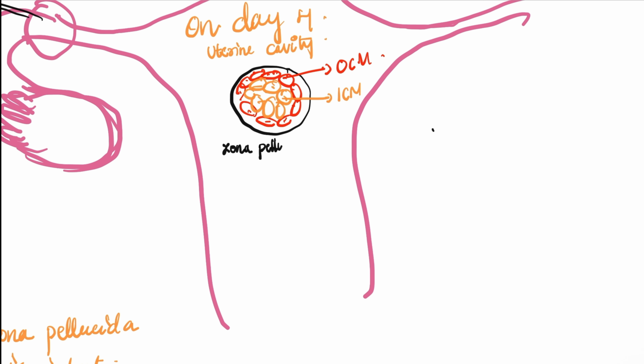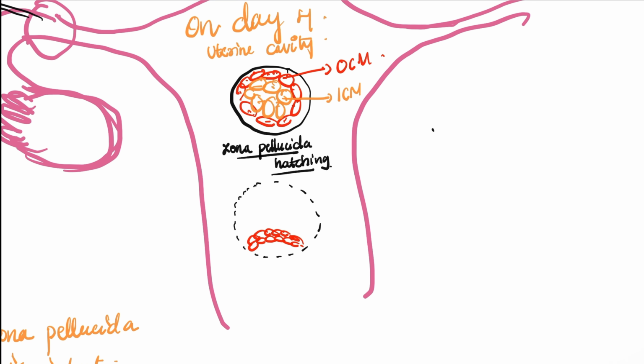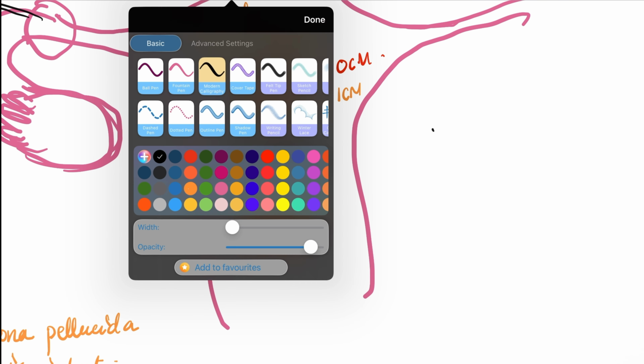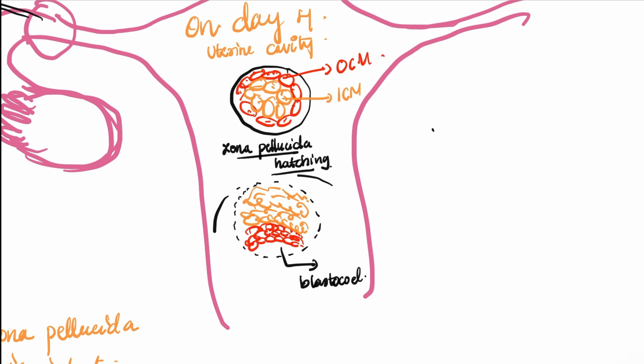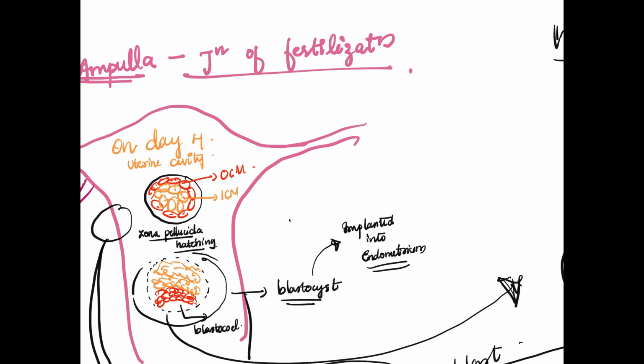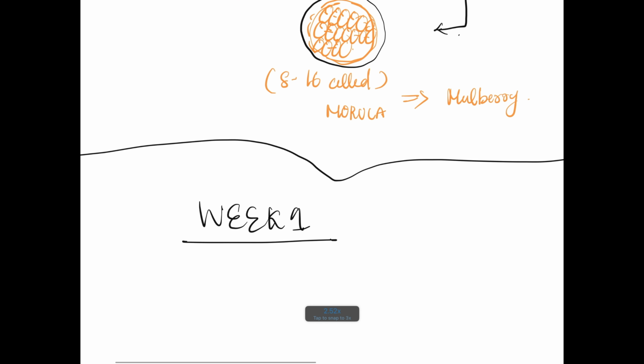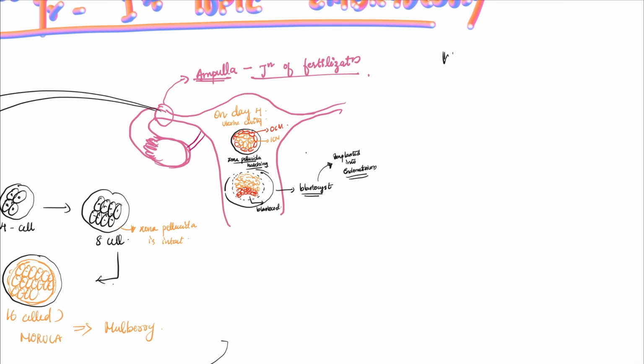Okay, now something interesting happens. The zona pellucida hatches, and since the inner and outer cell mass are being exposed to the uterine cavity, uterine fluid gets in and creates a blastocele. And this is called the blastocyst, which is getting implanted into the endometrium. So this is our week 1, and now we have our week 2, where we'll be discussing implantation.